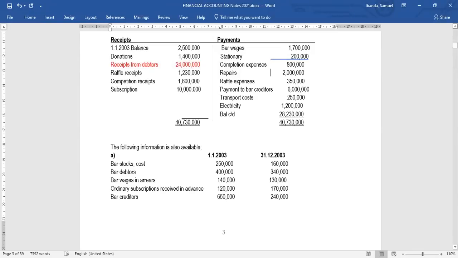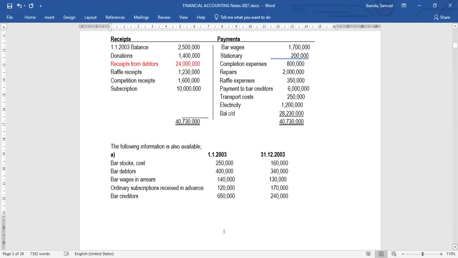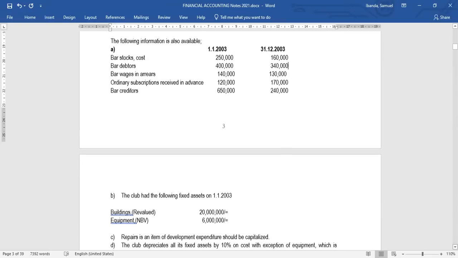Okay. Let's just look at the expenses, though we are not yet on the expenses. But as you can see, we have bar wages, then we have raffle expense. Okay, we have payments to bar creditors. So that is what relates there. Then we shall get down to here. So they have also gone ahead to give us some bar debtors at the start of the period and also at the end of the period. Okay. They have gone ahead to give us the bar debtors at the start of the period and the end of the period. Scroll down.